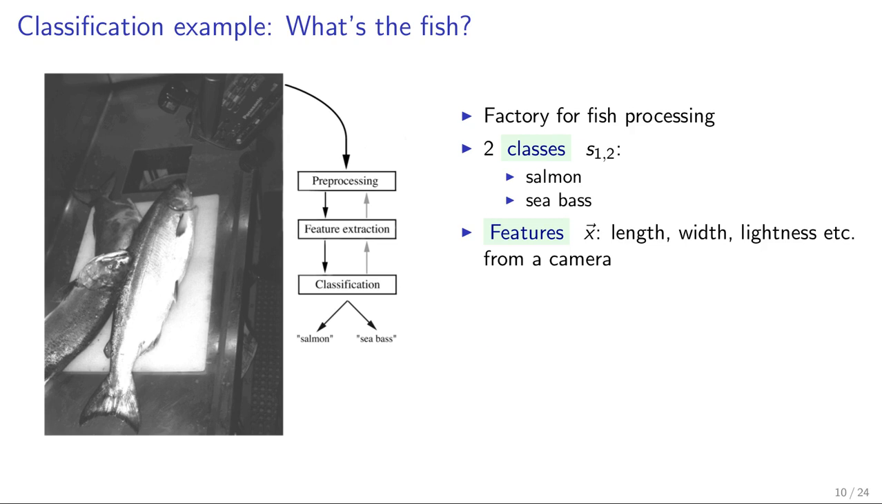Okay, this is an actual example of classification. You may imagine a factory that processes fish. We have two different species in this case, salmon and sea bass, and they have different features: the length, the width, the lightness from the camera. Your job, after some feature extraction, is to classify. So that's some kind of automatic system there.